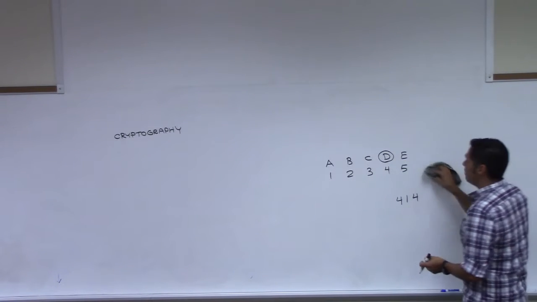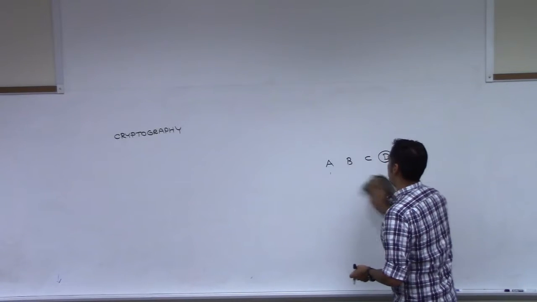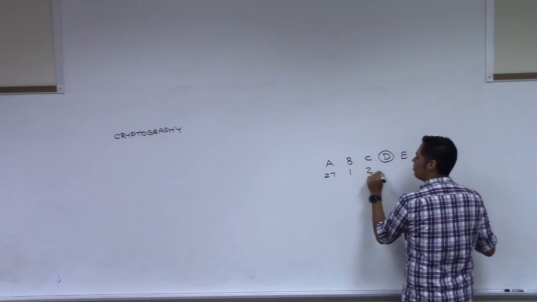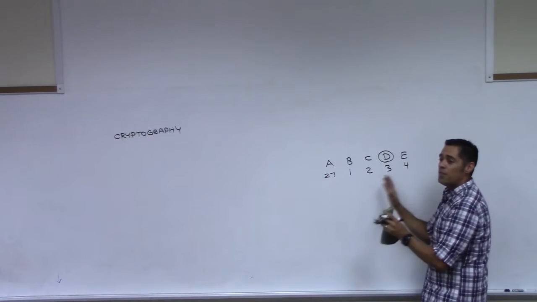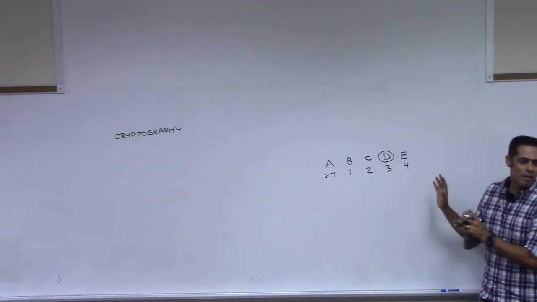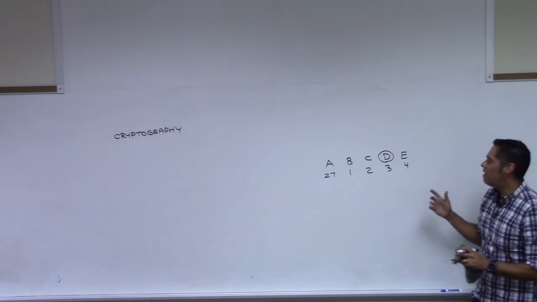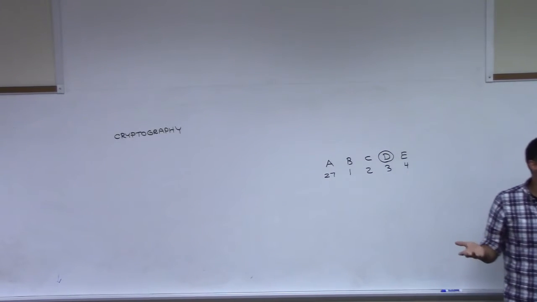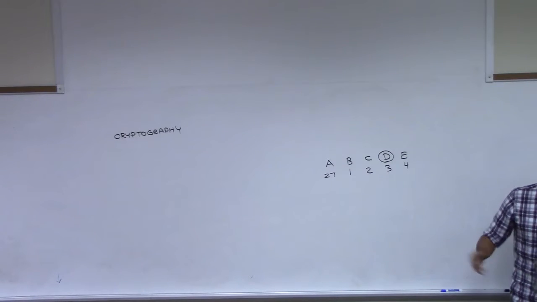So then you could do something more clever. You could say this is 27, this is 1, 2, 3. So what you've done is you've shifted it. You shifted your numbering over, right? So now Dad is 3, 27, 3. And maybe they'll have a little bit of a harder time doing that, right?